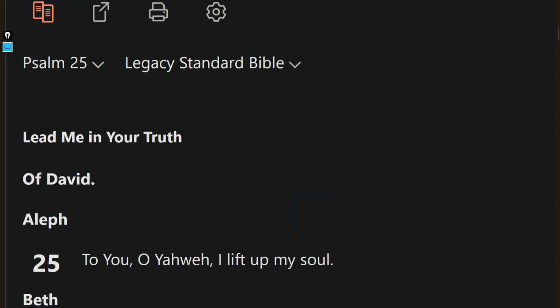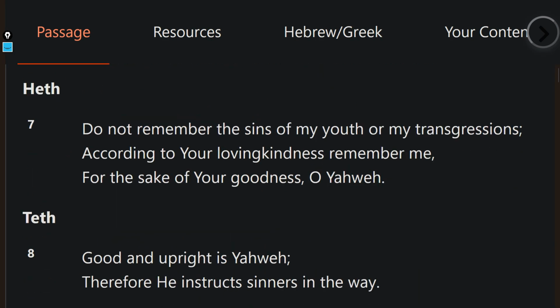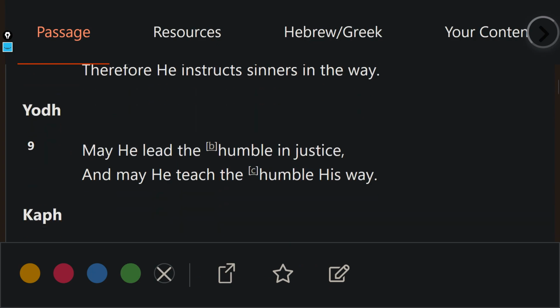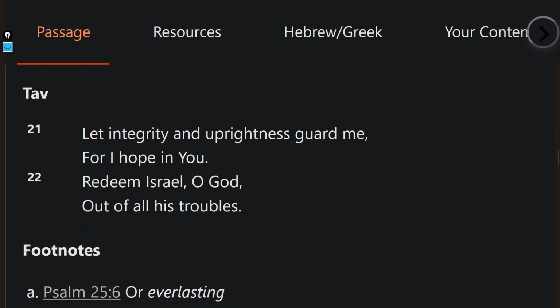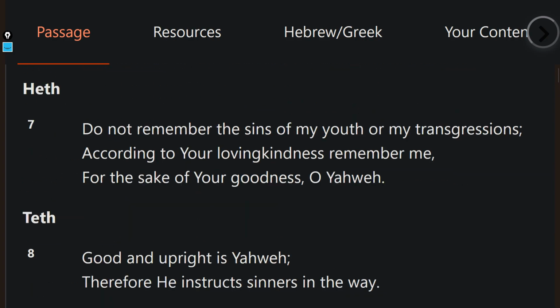Psalm 25, Lead Me in Your Truth, a Psalm of David. This psalm is a little interesting because it goes through each letter in the Hebrew alphabet: Heth, Teth, Yod, Kap. Hopefully I'm saying that correctly. I might be mispronouncing it. But there's a few times within scripture where there's this poetic structure where you set up a praise or a prayer in alphabetical order.